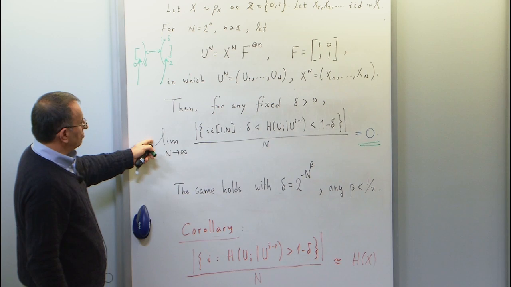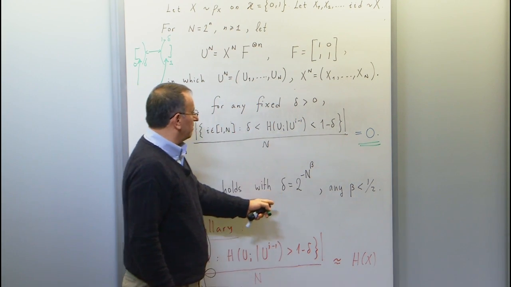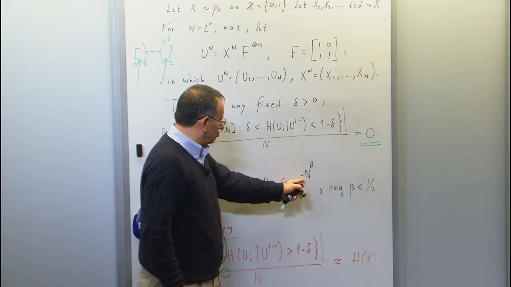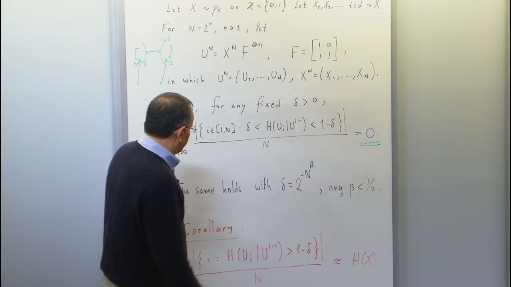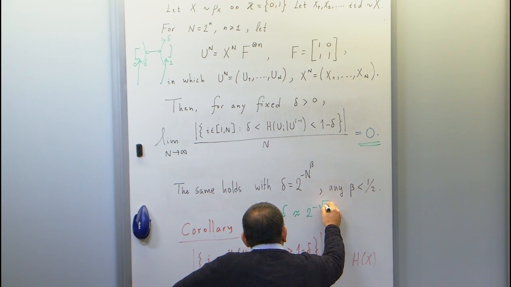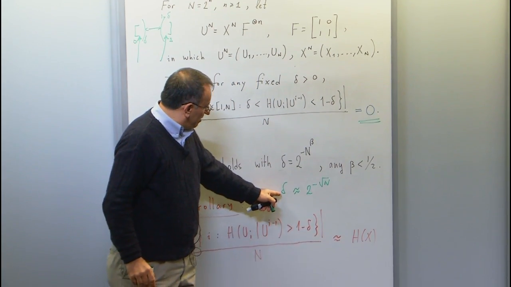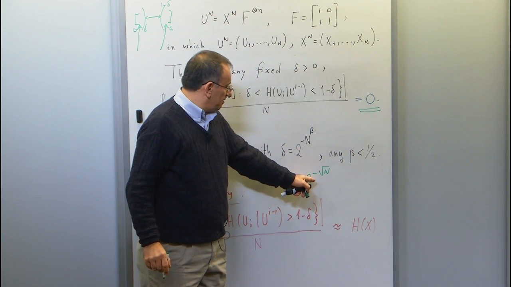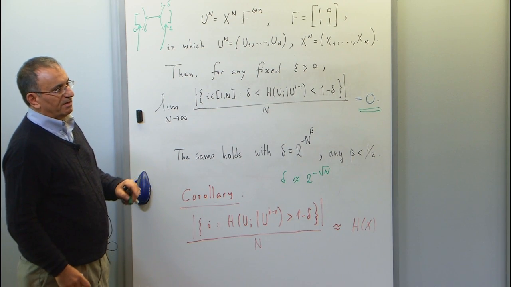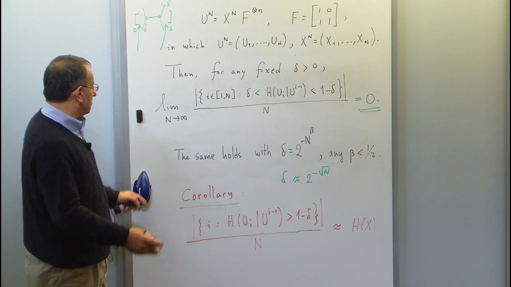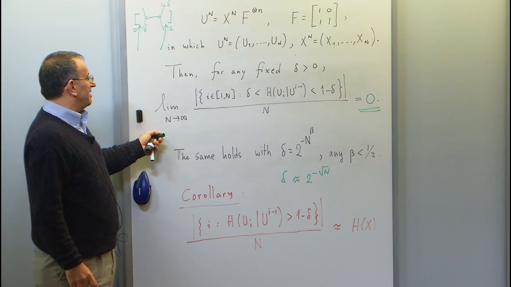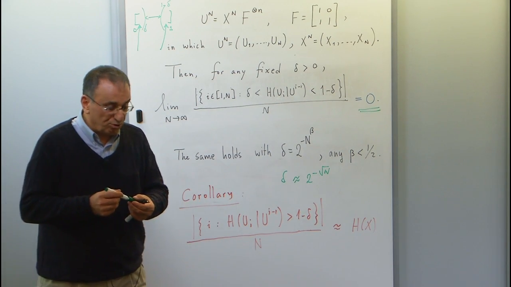In fact, this holds not only with fixed delta, but you may let delta become small as you let n go to infinity. It's difficult to understand what this thing is, so let's use a little less precise way of writing it. Roughly speaking, I can let delta go to 0 exponentially in the square root of the block length, and this statement is still true. I'm not going to give the proof of this one. We will leave it to the second lecture or the third lecture. What I really want to make sure is that we understand the statement here and see how it can be useful for coding.